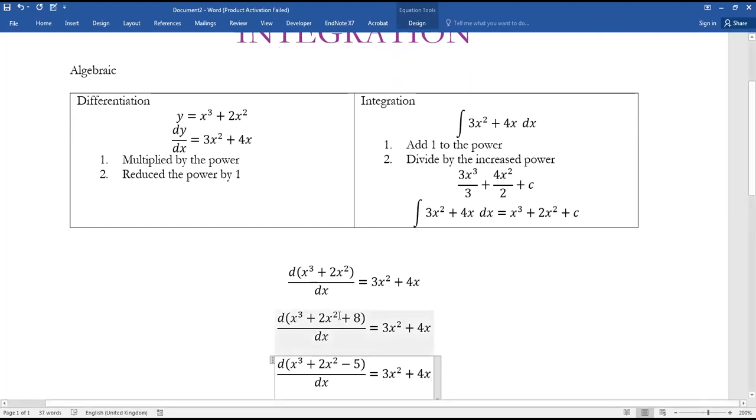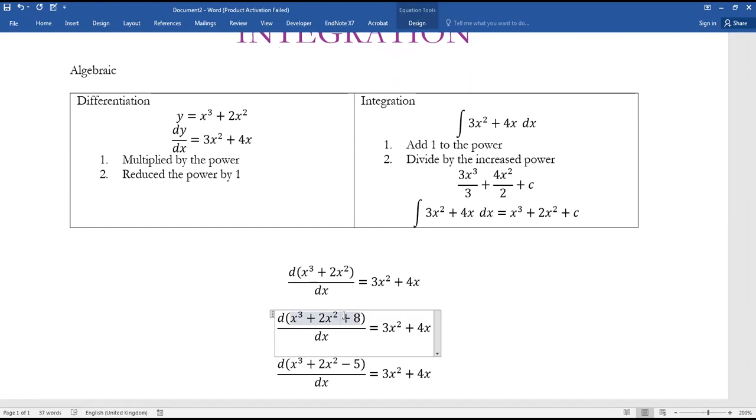What happened to the constant while you were differentiating? It is eliminated, right or wrong? Right, sir. All of these expressions were differentiated and all of them gave me the same answer. But are all of them the same expressions initially? No, they are not.